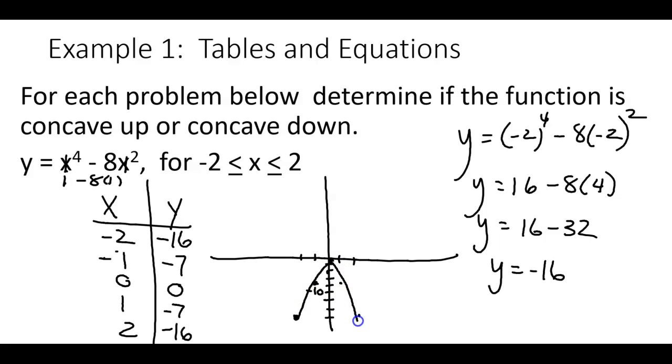So if I connect these, what would you guys say that is? Concave up or down? Concave down. That's it. So question for you guys. Are the rates of change increasing or decreasing here? Decreasing because it's concave down. So that means the slopes are getting smaller or decreasing. Right? All right.